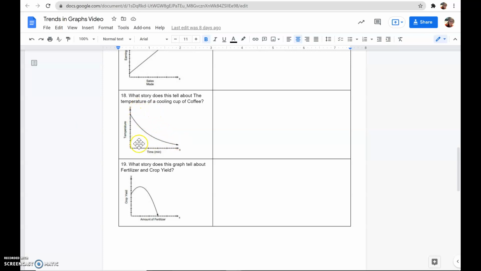So we're going to say that as time increases, the temperature of our cup of coffee decreases quickly at first and then more slowly. Okay, let's do one more.